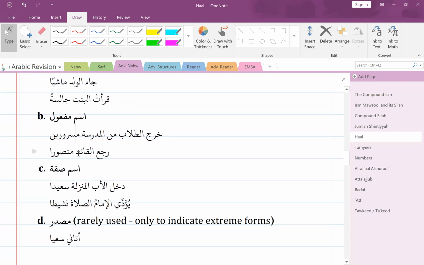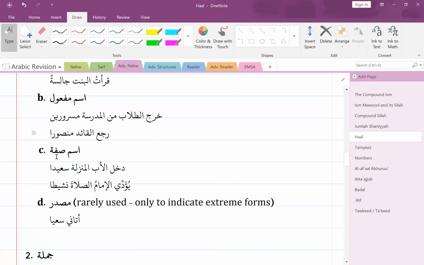Okay. رجع القائد منصورا. And again, you can see that it's isim maf'ul, so it matches there. So the leader came back victorious. How did he come back? He came back victorious. Okay, منصورا. So those are some examples of isim maf'ul and isim fa'il.